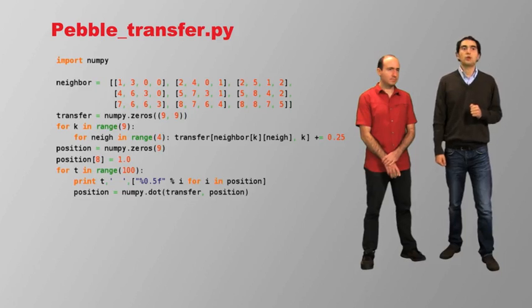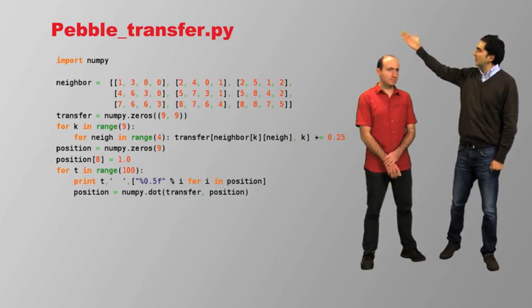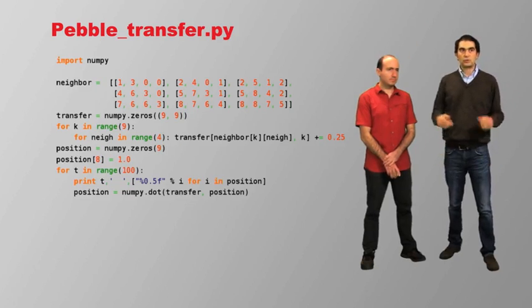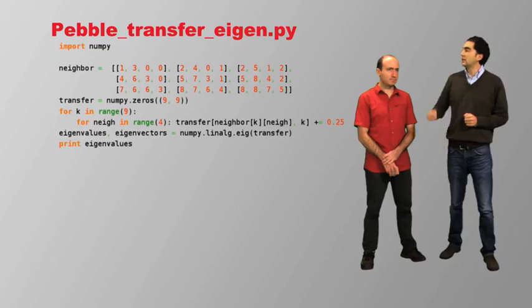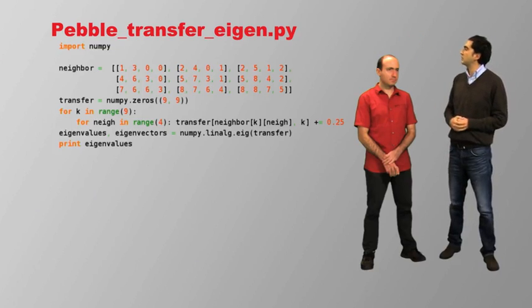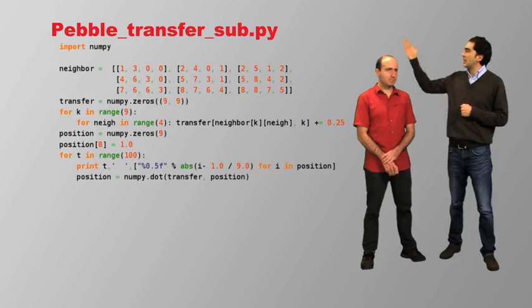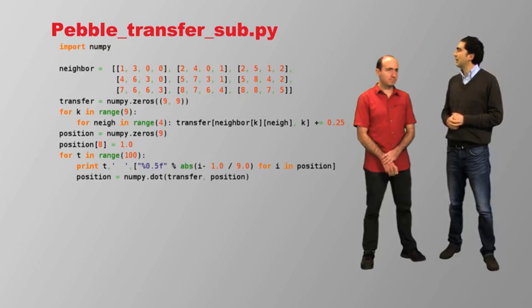Before moving on to Vivien's part about rigorous solution, let's take a moment to download, run, and modify the programs that we have discussed in this section. On the Coursera website, you will find pebbletransfer.py, which contains the construction of the transfer matrix and the matrix vector multiplication using NumPy. The eigenvalues of the transfer matrix are computed in transfer pebble eigen.py. The graphics and the subtraction of the equilibrium value 1 over 9 is contained in the program transfer pebble sub.py.